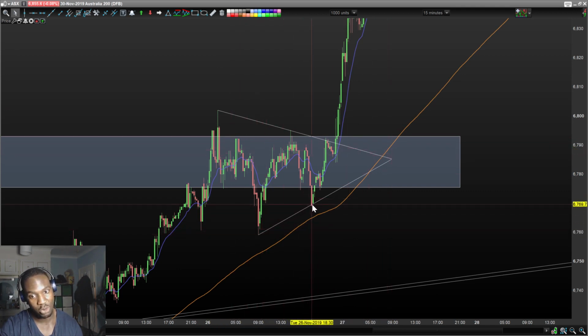I drew this one as well when it came and hit here. So now when it hit this point again, I was waiting for a breakout. What it did was that price sold off, reversed, and then broke out here. And at that point, I wanted to enter a long position. This is where I would have entered a long position.